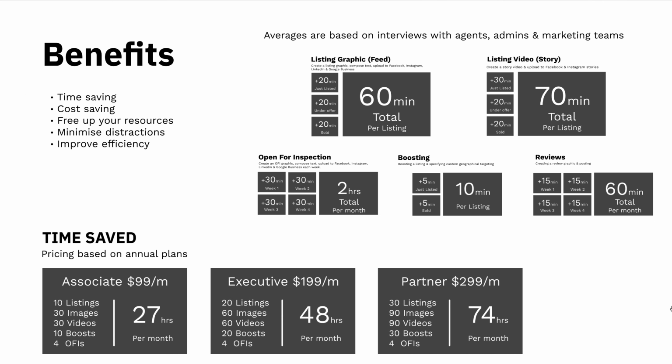The associate plan covers you up to 10 listings per month or 120 listings per year. Executive, $199 per month plus GST. On an annual plan, 20 listings per month or 240 listings per year will save you 48 hours per month. Partner, $299 per month, 30 listings per month or 360 listings per year will save you 74 hours per month.